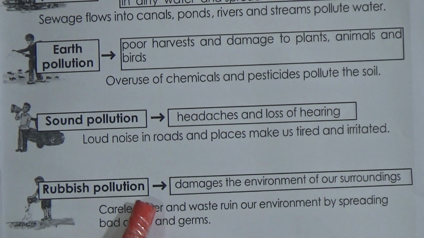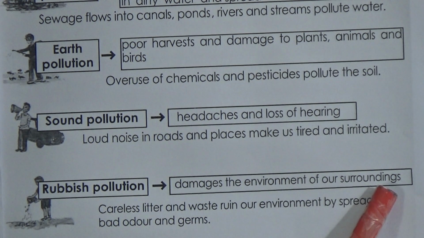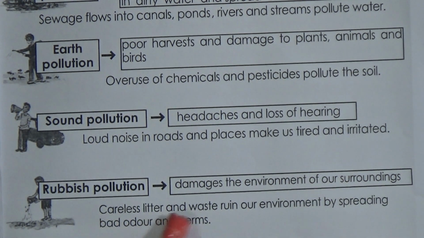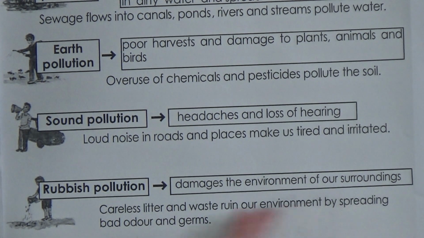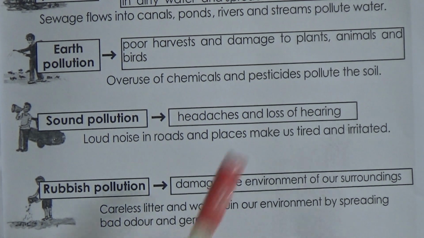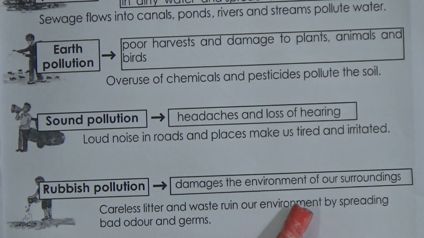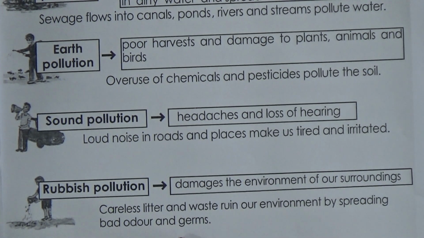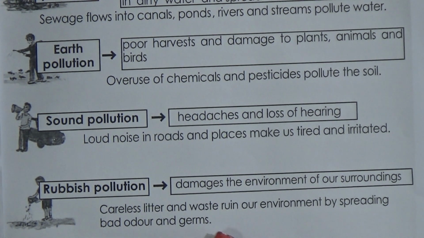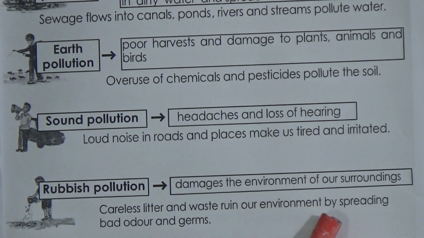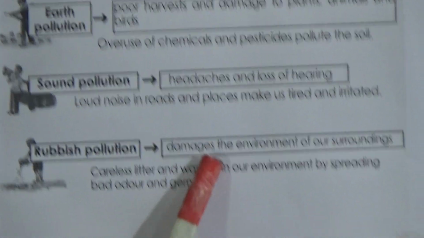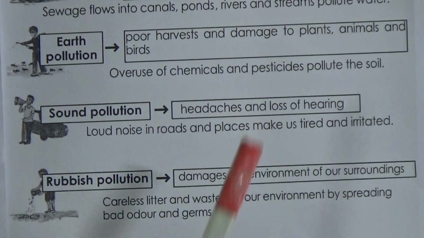Now, rubbish pollution damages the environment of our surroundings. Careless litter and waste ruin our environment by spreading bad odor and germs. If we throw different types of waste and garbage here and there, it can spread bad smell and create germs. It is harmful for our happy and healthy life. So, it damages the environment of our surroundings.